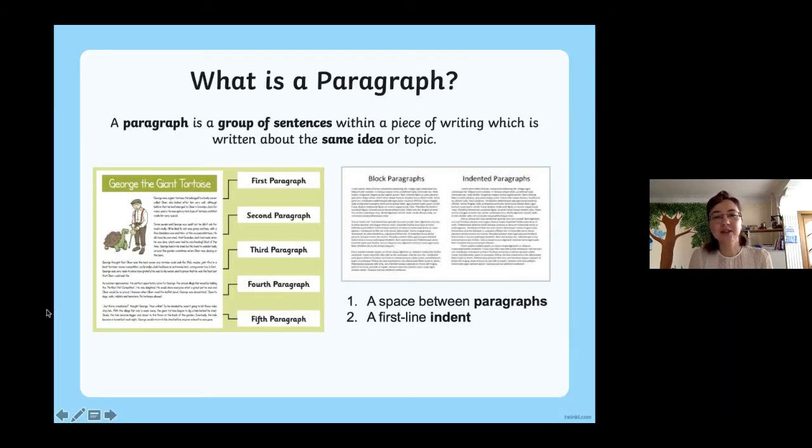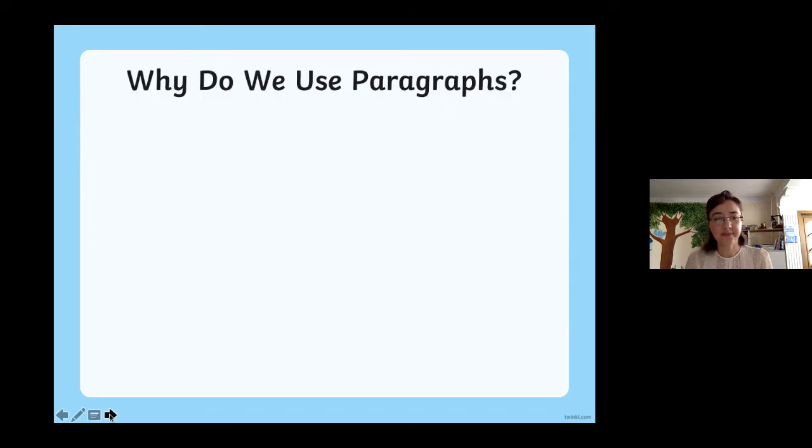So now we can answer this question of what a paragraph is. Paragraph is a group of sentences within a piece of writing which is written about the same idea or topic. And when you want to show the new paragraphs, you usually leave a space between them, or you leave an indent at the first line. But be careful not to do both. Otherwise, it will be counted as wrong. Go for block paragraphs or indented paragraphs, as you can see in the right picture on your screen.